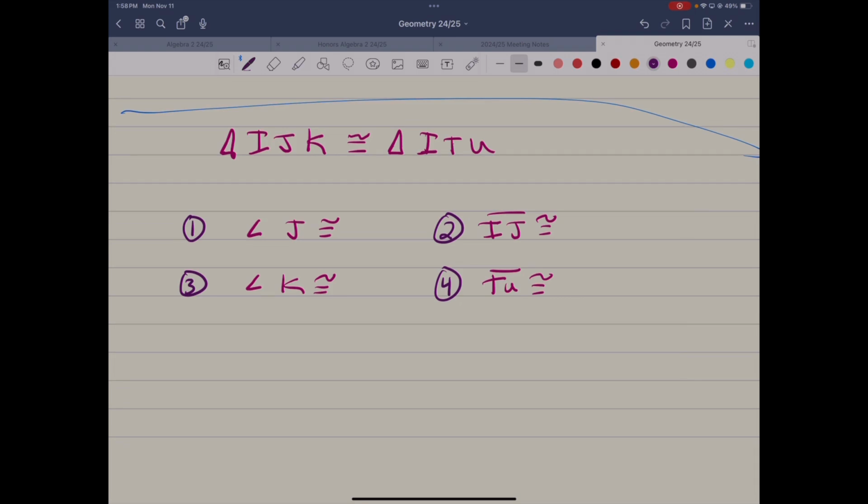Angle J. Which one's with angle J? T. Angle T. Second spot, second spot. IJ, first two, IT. Angle K, angle U, and TU, JK. Does that make sense? Any questions with that one?